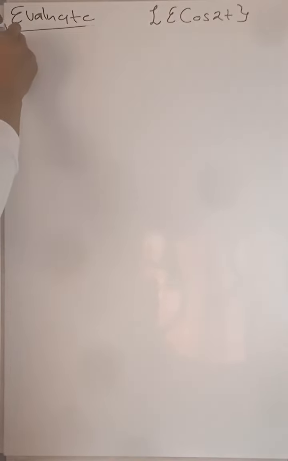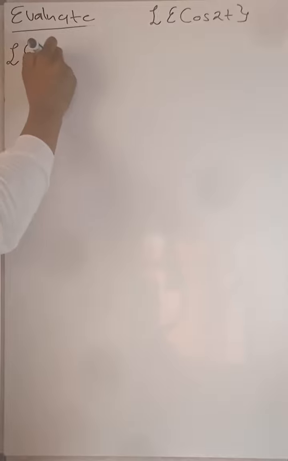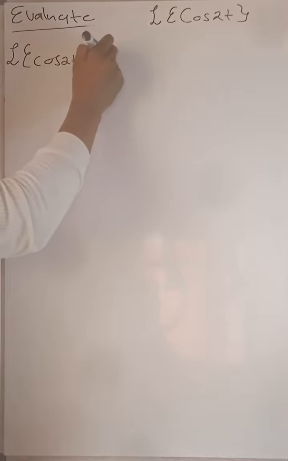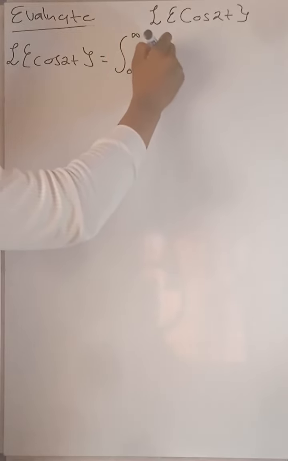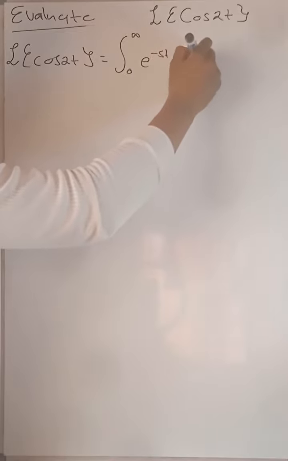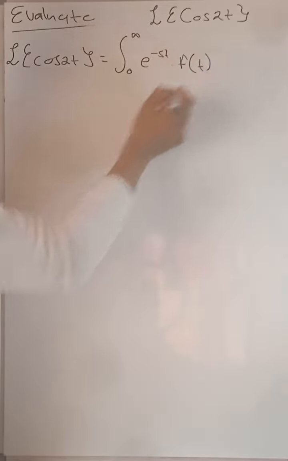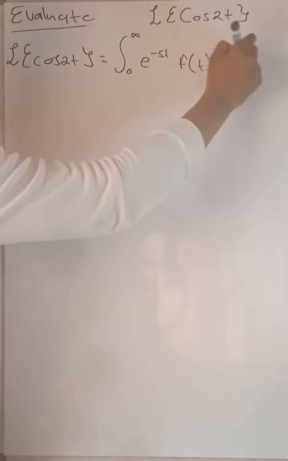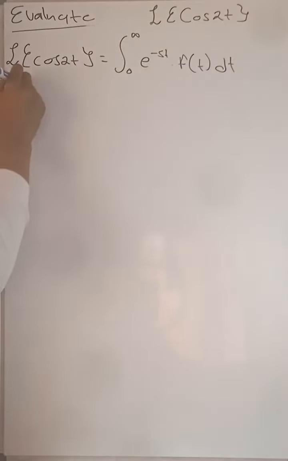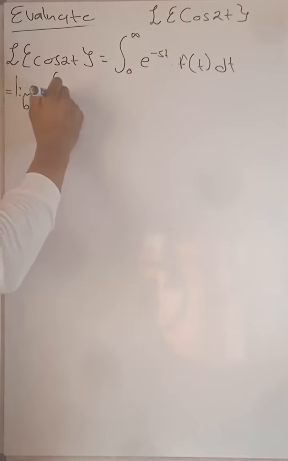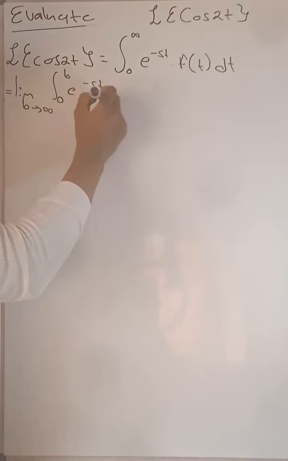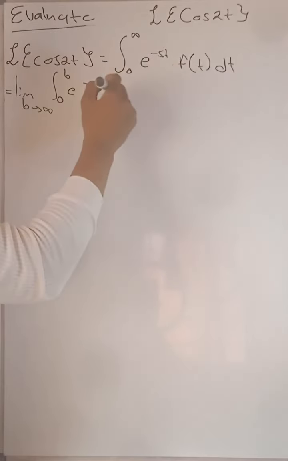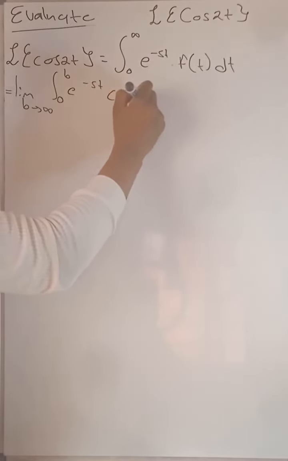But we know that the Laplace transform of cos 2t, without wasting time, equals our formula: the integral of e^(-st) times f(t). In this case, our function f(t) is cos 2t dt. And this is the same as the limit of b going to infinity of this integral of e^(-st). So I can just substitute cos 2t where I see f(t), cos 2t here, dt.